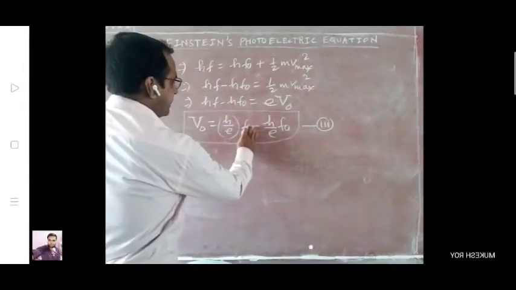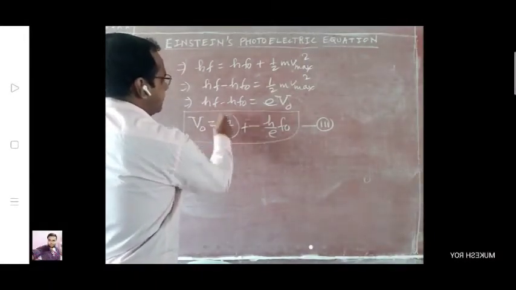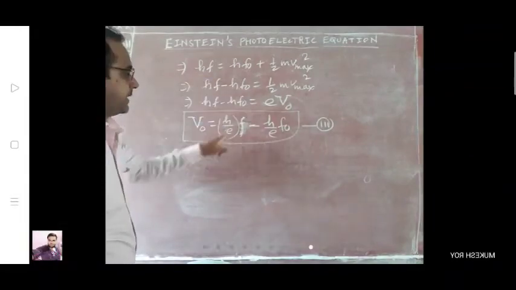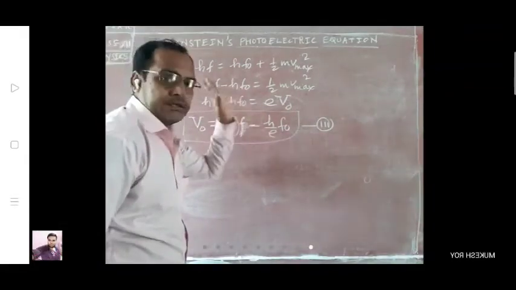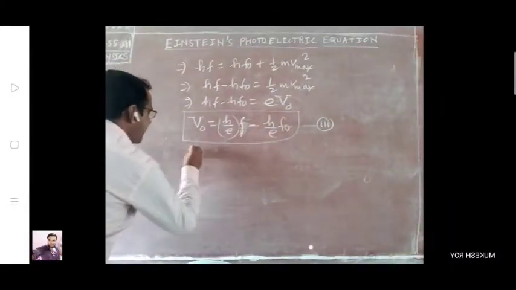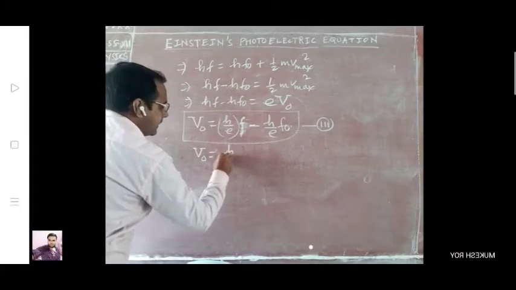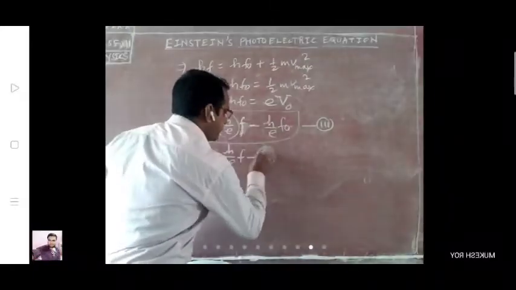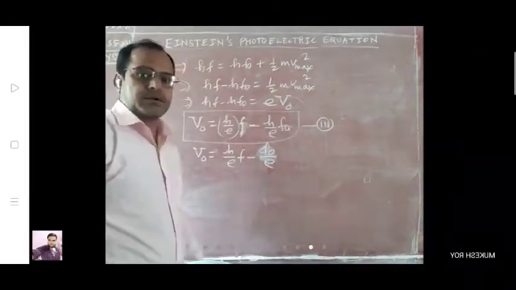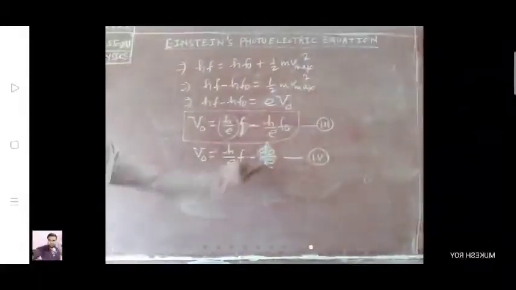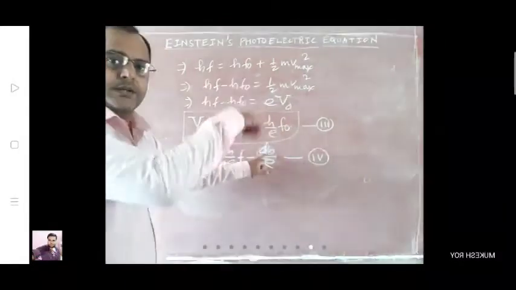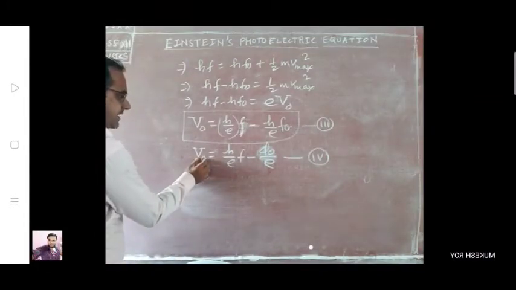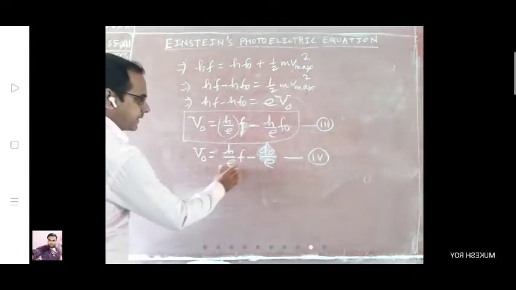Here we have written HF minus, here this F, do not confuse it with plus, okay? HF by E minus HF naught by E, it is nothing but phi naught. This is phi naught. So we can also write here V naught equals H by E times F minus phi naught by E, because HF naught equals phi naught. So this is equation number four. Both are same. HF naught equals phi naught, we obtained earlier, and this is E, so phi naught by E. Now guys, this V naught has been expressed in terms of these two quantities.